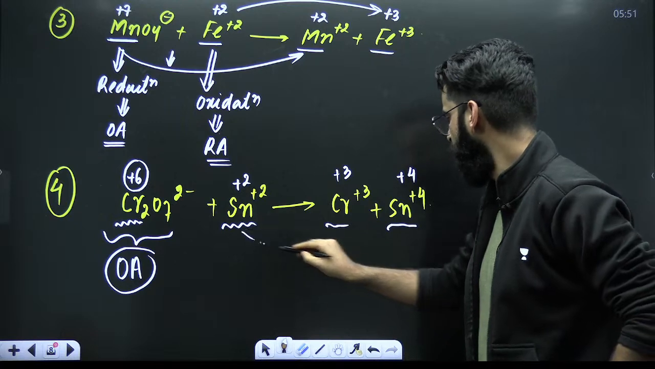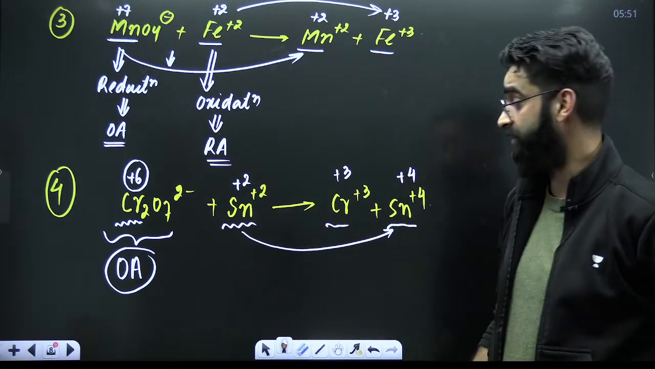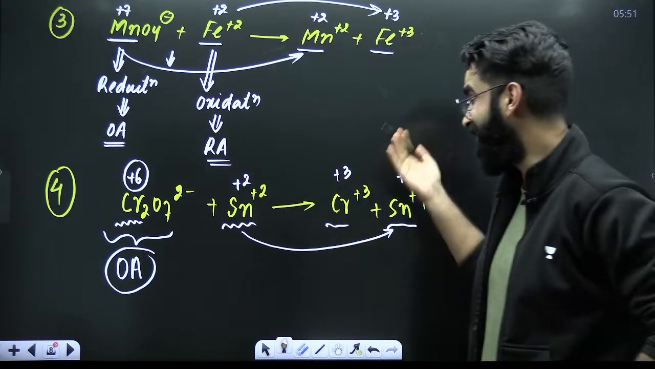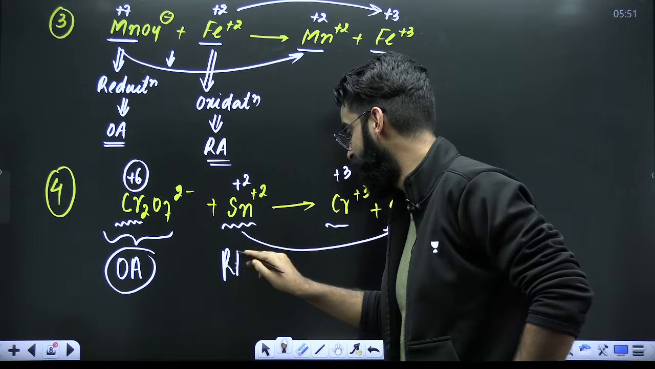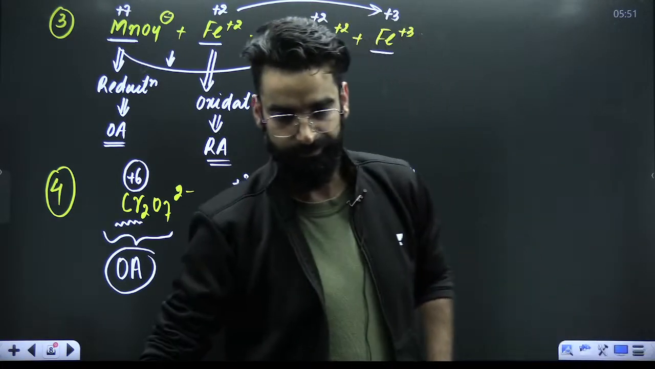Similarly, plus 2 to plus 4. Again, it is increase in the oxidation state. Increase in the oxidation state is something which you call as oxidation. And that particular species which undergoes oxidation, that's something which I'll be calling as a reducing agent. Perfect.